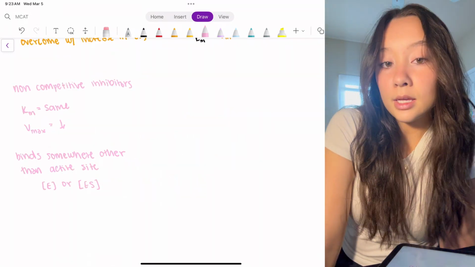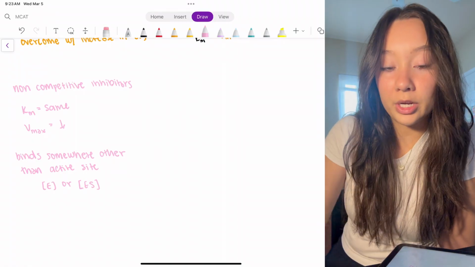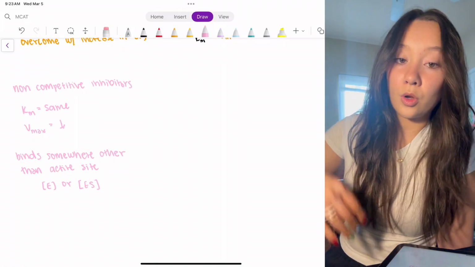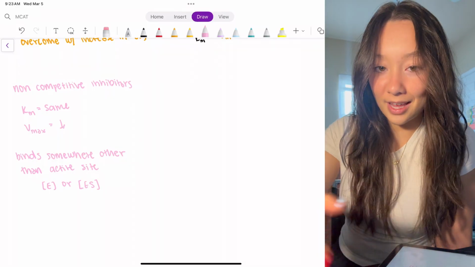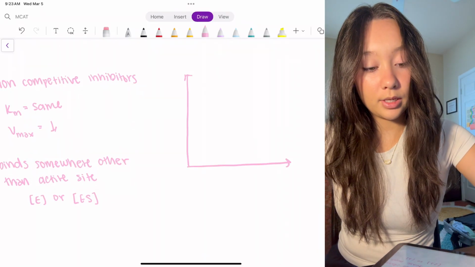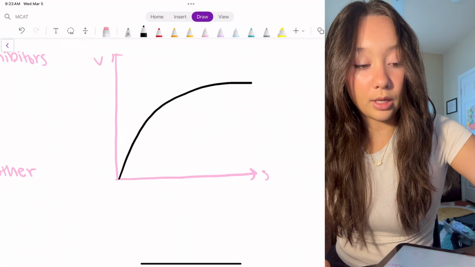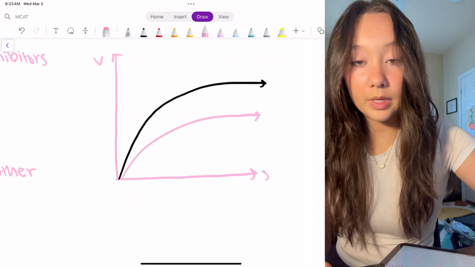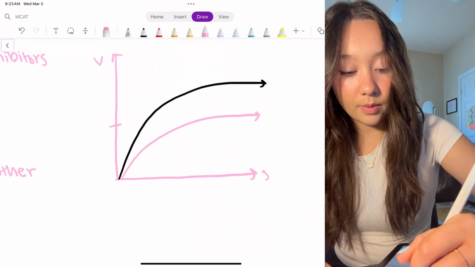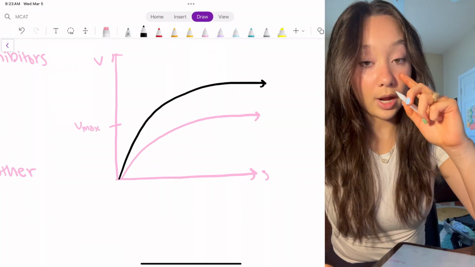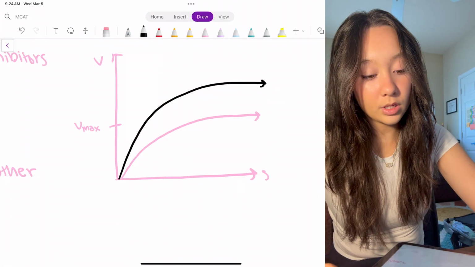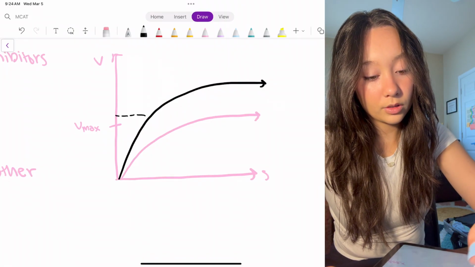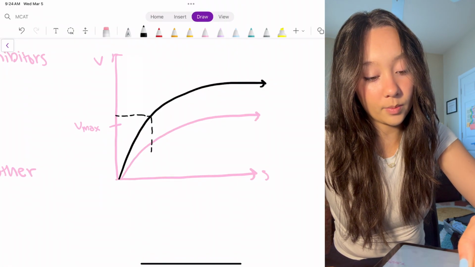This means that it can bind to the enzyme when it is free of the substrate or also when it has a substrate attached, because it's not affecting the active site at all. So we can draw our plot. This is what our normal graph would look like, and this is what our inhibited graph would look like. This is Vmax. Now, if we try to find Km on the uninhibited graph, it's going to be somewhere around here, because this is where half of that Vmax is.